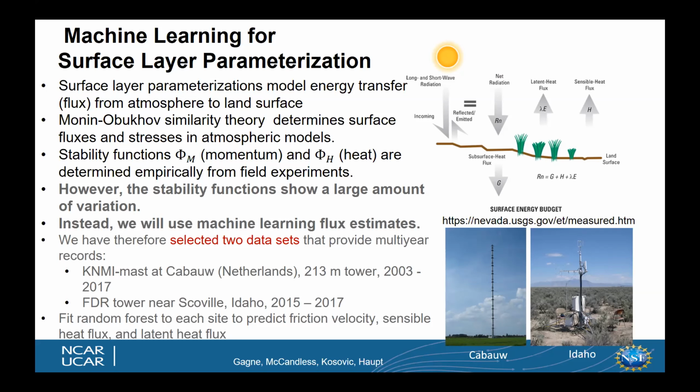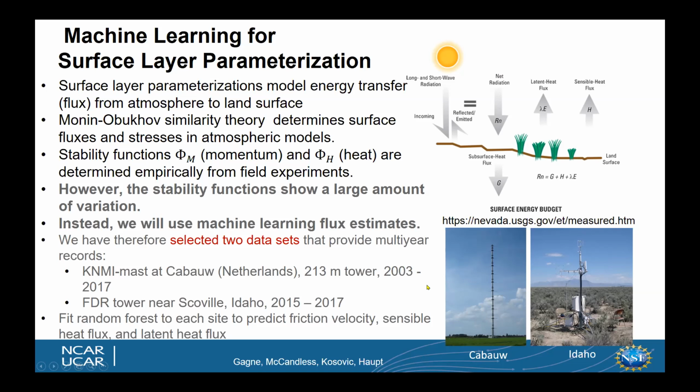That's not representative of everywhere on Earth, of course, where we have a lot of different types of terrains and large amounts being water-based. So what we want to derive are these stability functions. We want to do that using machine learning instead of using MO similarity theory.